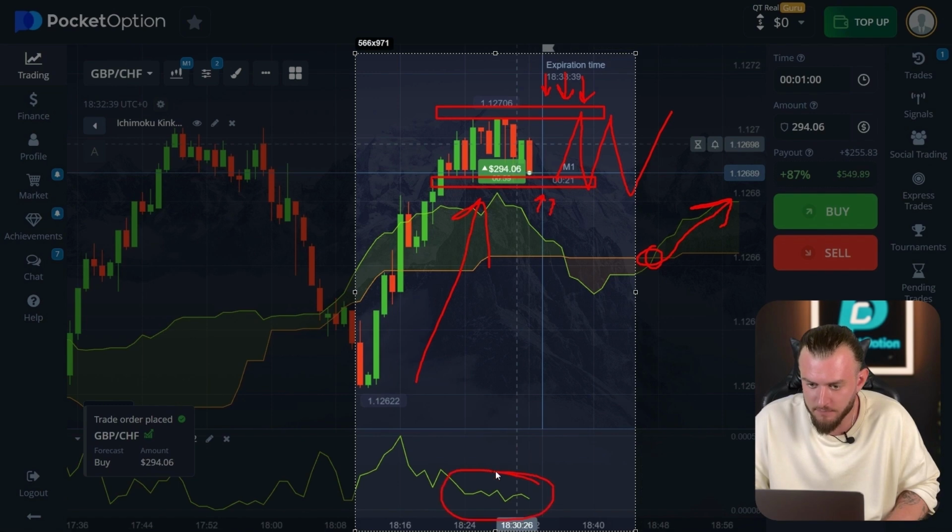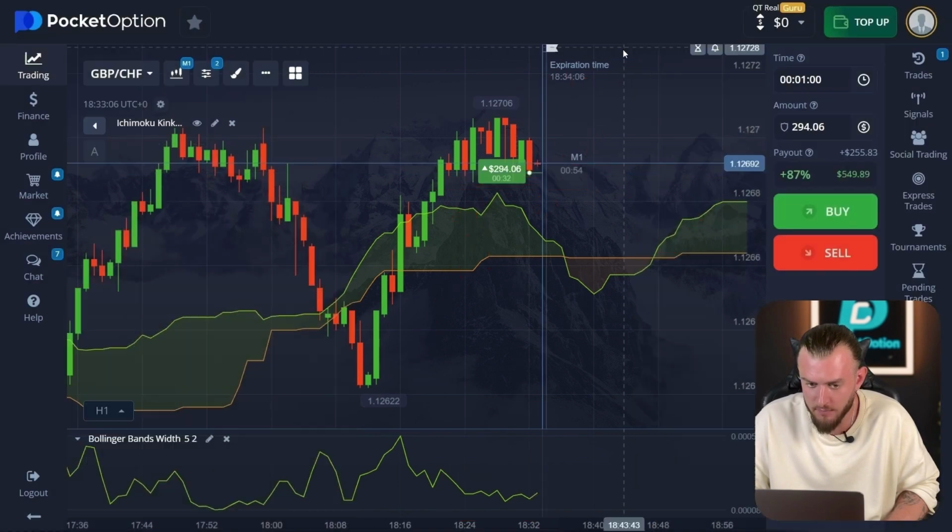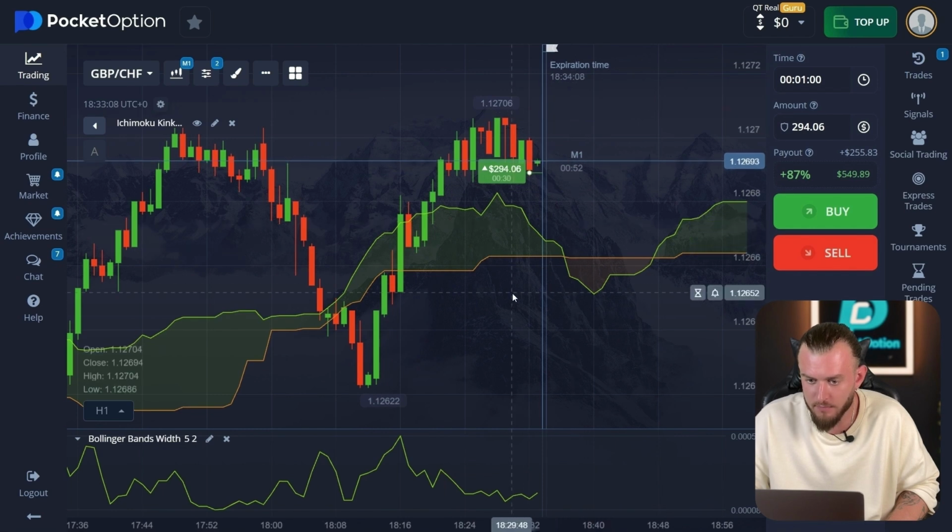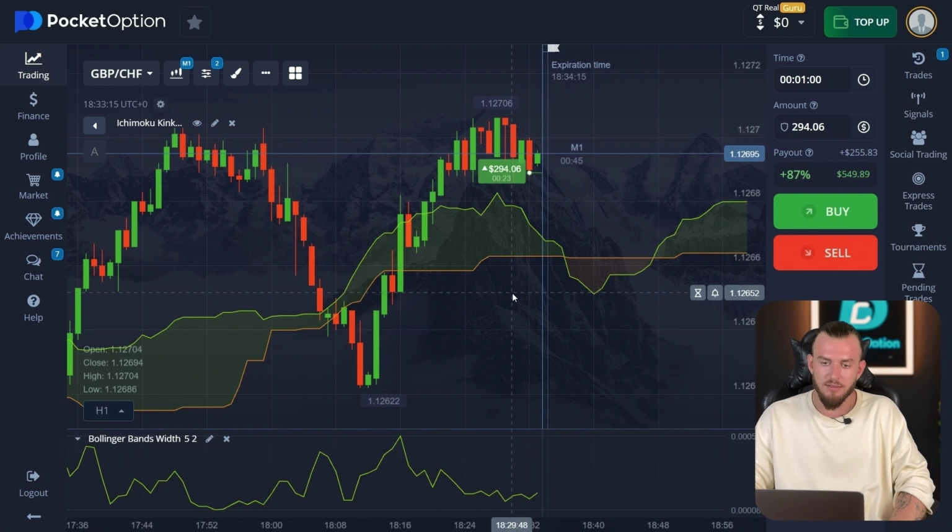You see, because the signals are still long. This is consolidation. It will end with a breakout upwards. My mistake was that I entered the trade too early before this.